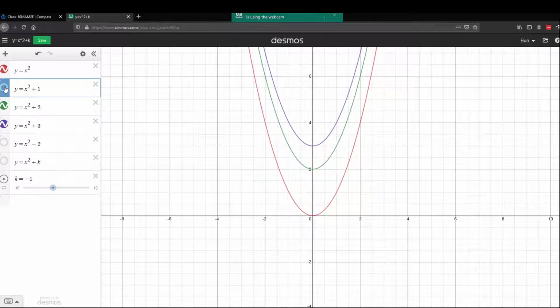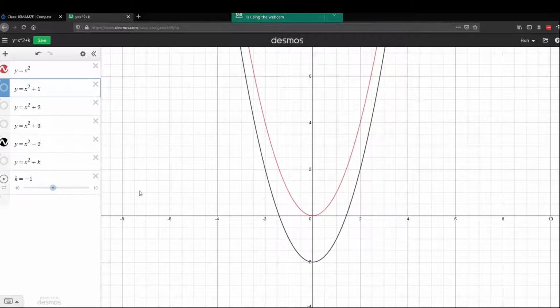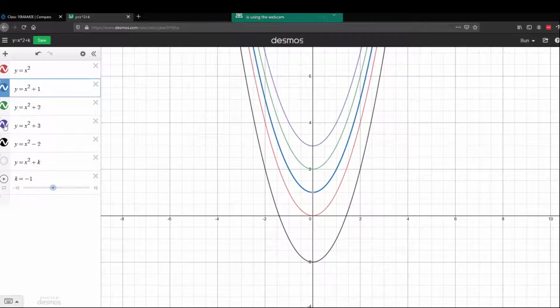Let's hide that. What happens if k is negative, say negative 2? That will bring the graph down 2 units in the y direction. The red graph has just gone down 2 units. It looks like a different graph, like it's been stretched out, but in fact it's not. Let me show you. All these graphs here are the same graph.